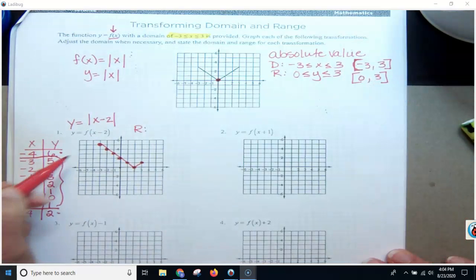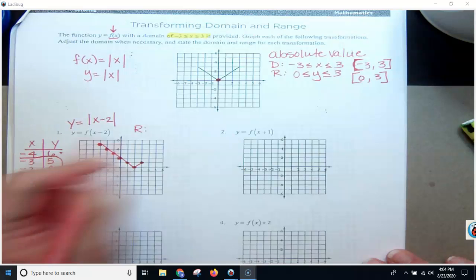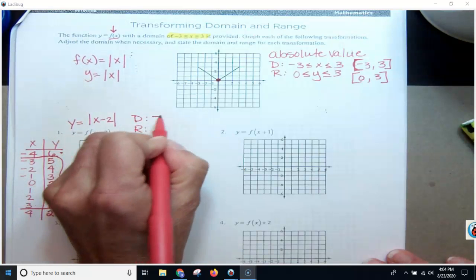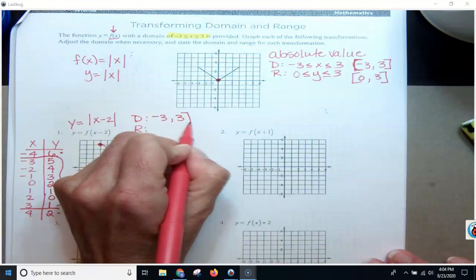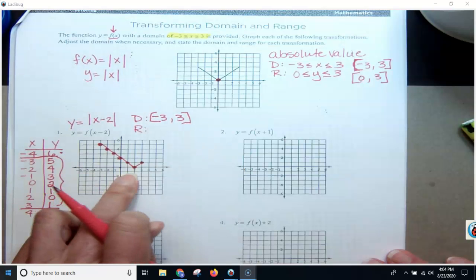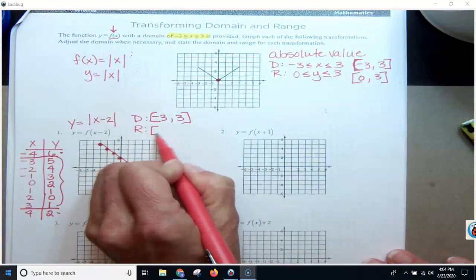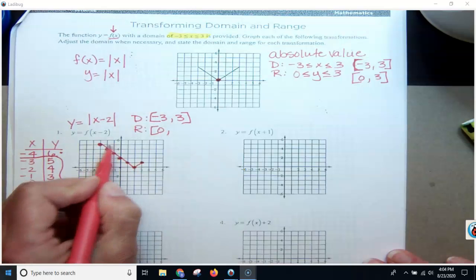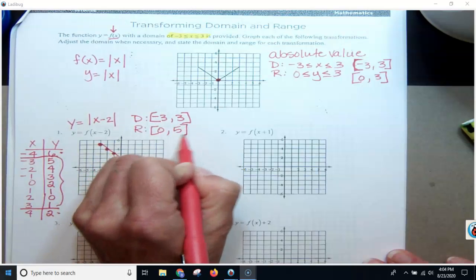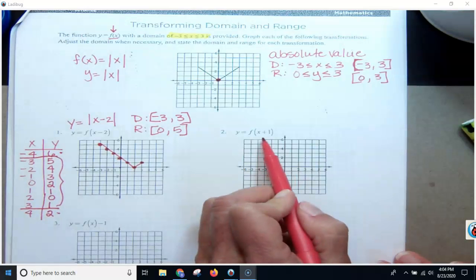All right, but what is my domain? It is still -3 to +3, but my range is now 0, and it goes all the way up to 5. You see that? All right, what about here now?